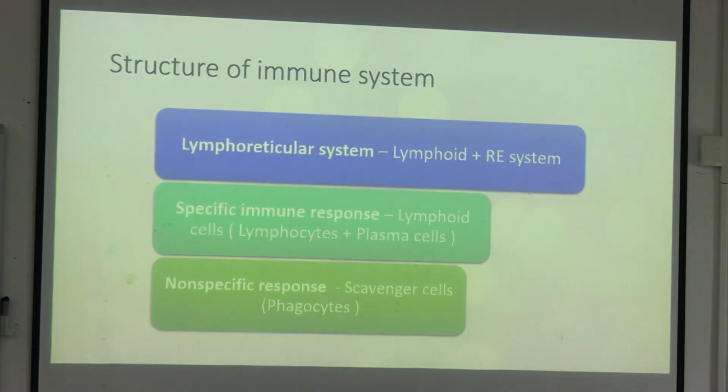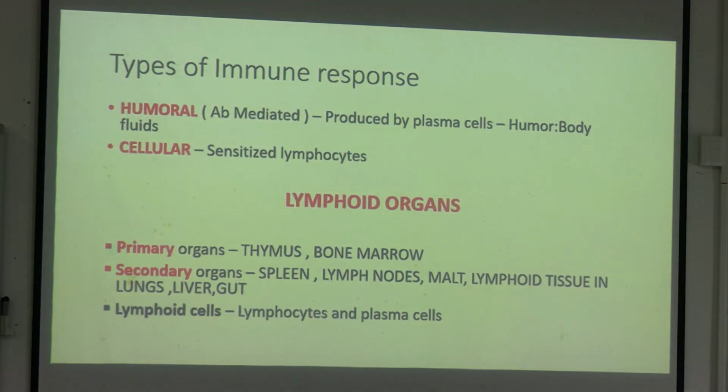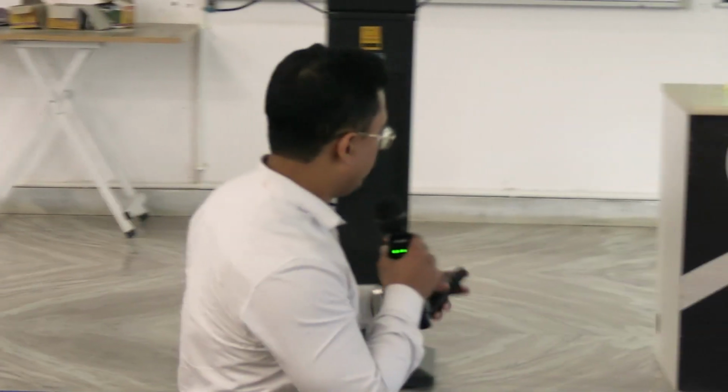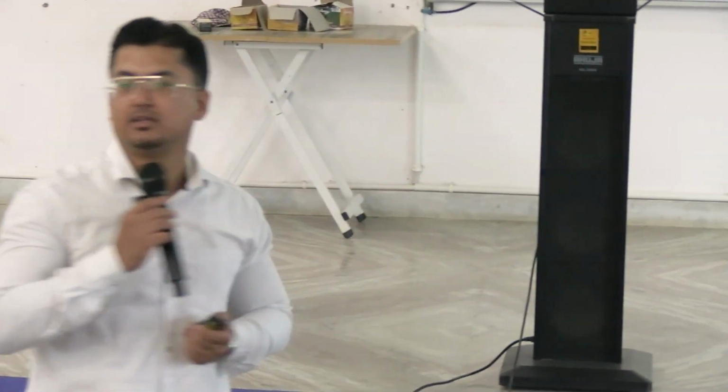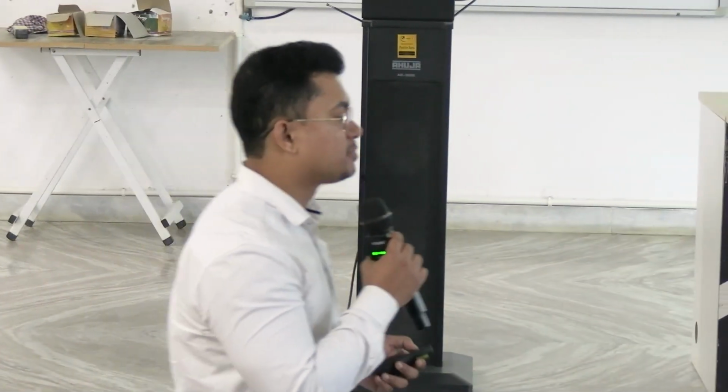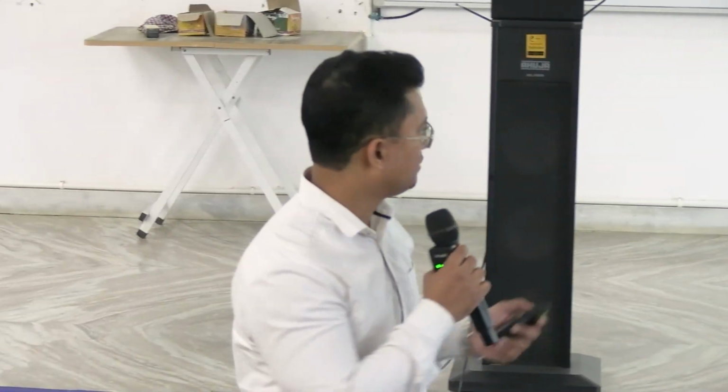Now, when we talk about immune response, we have two kinds of immune response. One is a humoral response and another one is a cellular response. What is the humoral response? Humoral response is always antibody mediated. How many kinds of antibodies are there? Which is a secretory antibody? Okay. Now, humoral is antibody mediated. All of you know antibody is secreted by which cell? Plasma cell. Correct? And the cellular immune response is caused by the sensitized lymphocytes. So we will get into the details of it.